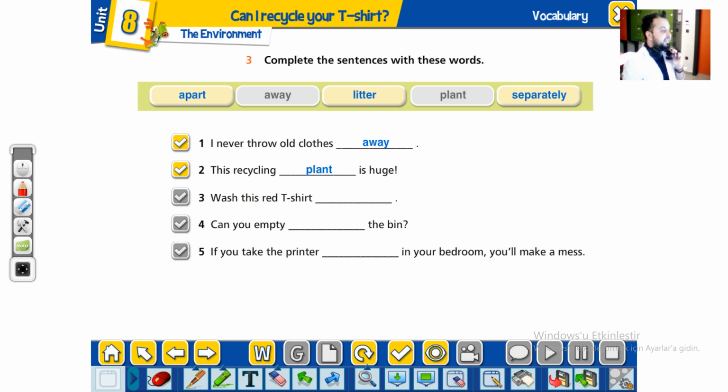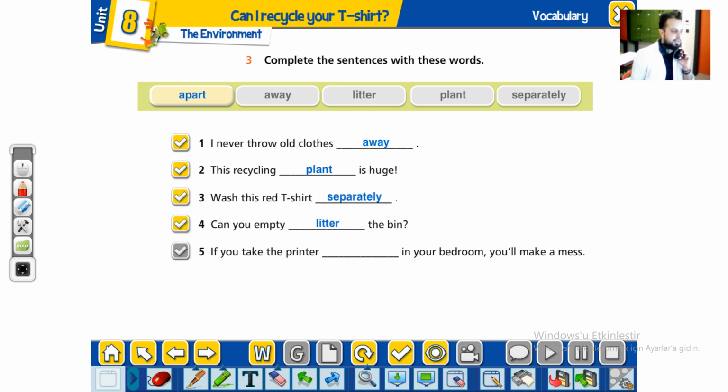Apart'ı biz take apart şeklinde, parçalara ayırmak şeklinde kullanıyorduk. All of you know colorful clothes and white clothes are washed separately, and we are going to use separately. Wash this red t-shirt separately. Yani kırmızı tişörtü ayrı yıkayın diyor. Ayrı ayrı yıkayın. Can you empty... It's an easier one, the easiest one.